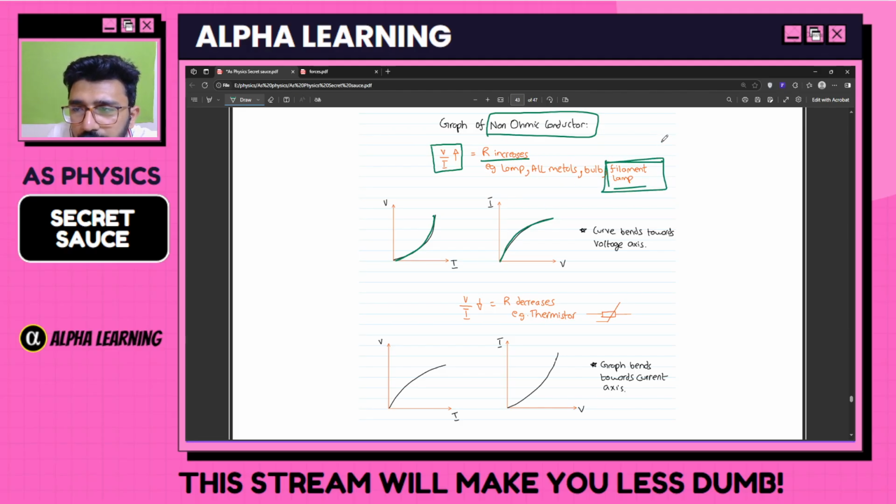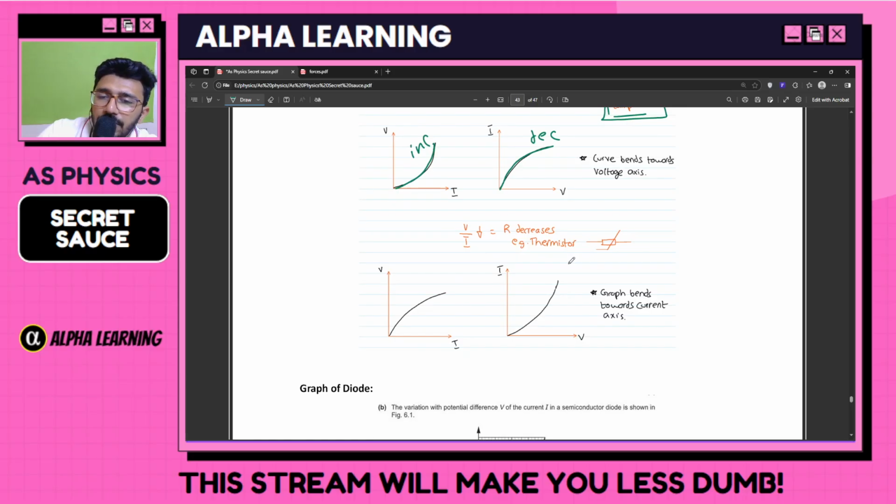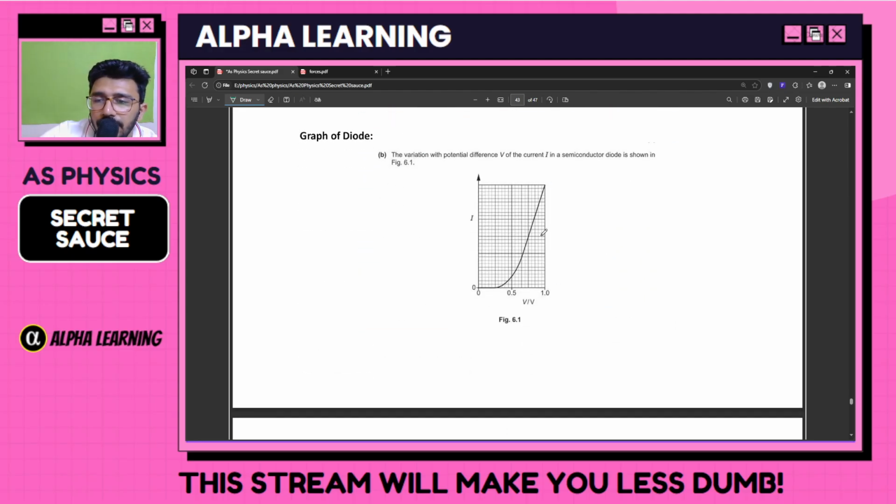This is the most asked question. For a filament lamp, the voltage versus current graph will be increasing. The current versus voltage graph will be decreasing. However, for a thermistor, your voltage versus current graph will be decreasing. The current versus voltage graph will be increasing. For a diode, you have a current versus voltage graph like this. This was given in the examination, so I have pasted it here as well.